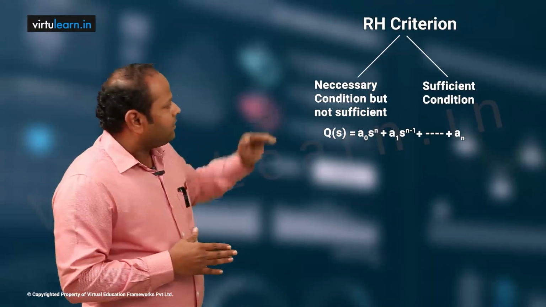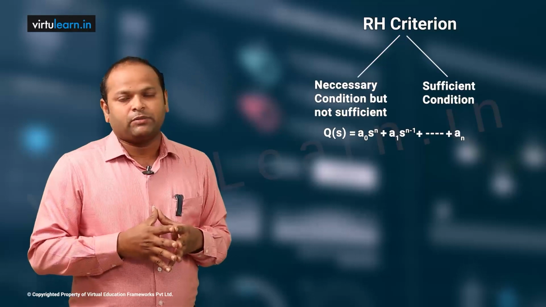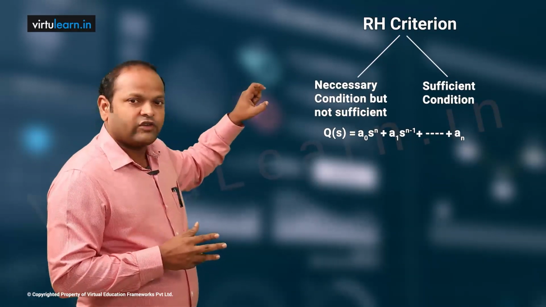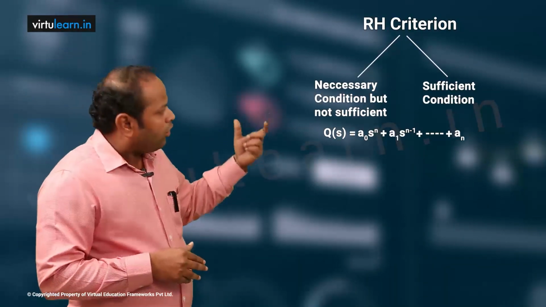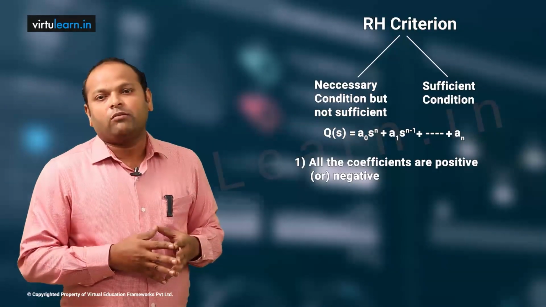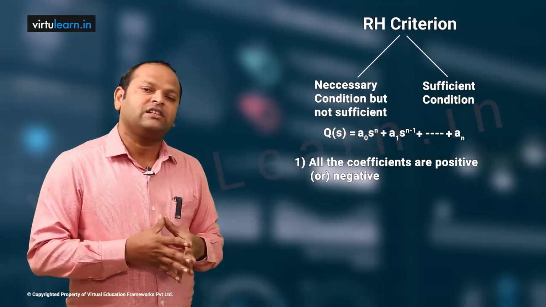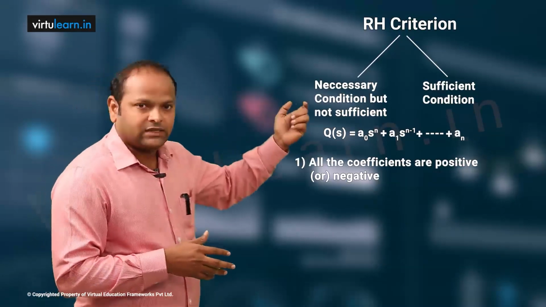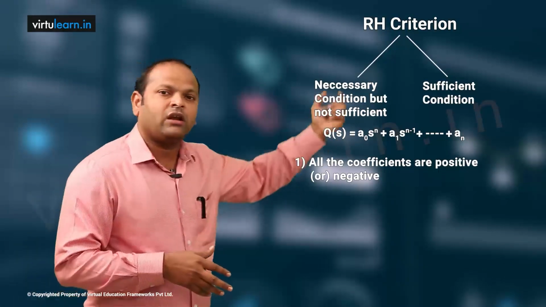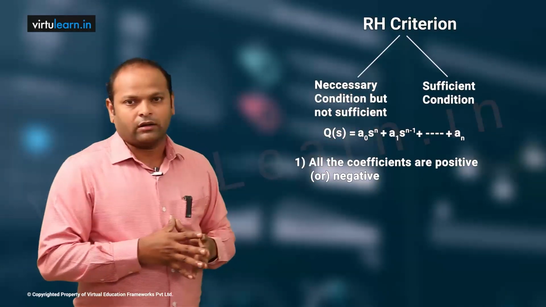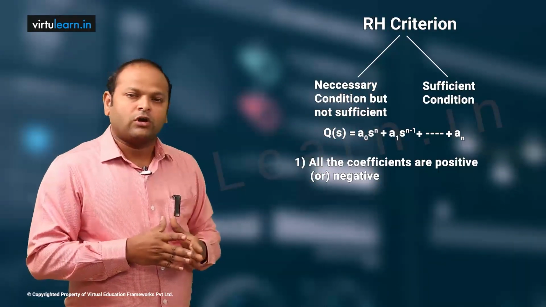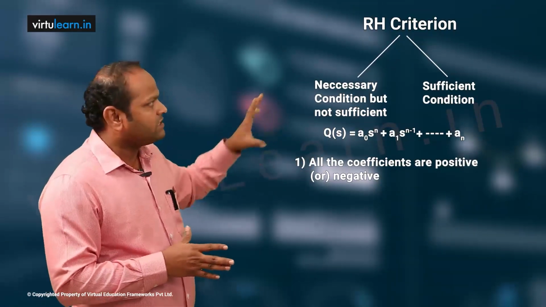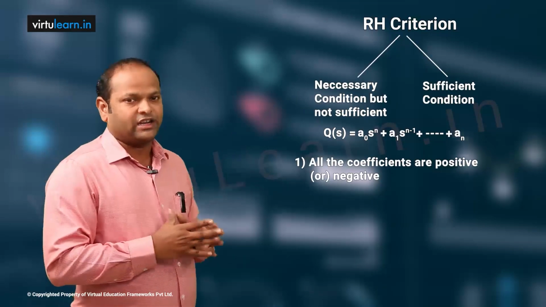Now when we say necessary but not sufficient conditions, look at the first one. If you closely observe this characteristic equation, all the coefficients of this equation should have a positive sign, or in general should have the same sign. So what are the coefficients here? A0, A1, A2 and up to An. All the coefficients should be positive, or all the coefficients should be negative; they should have the same sign. That is one particular condition.